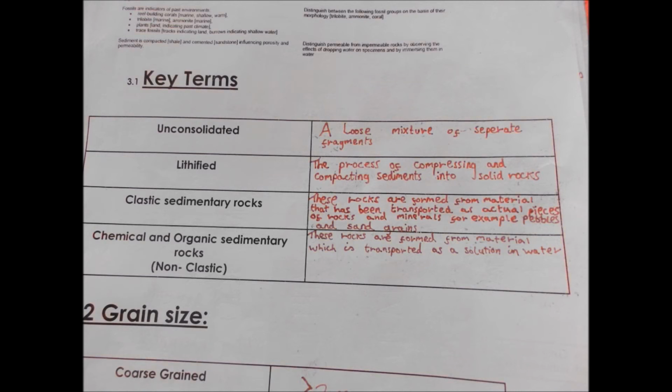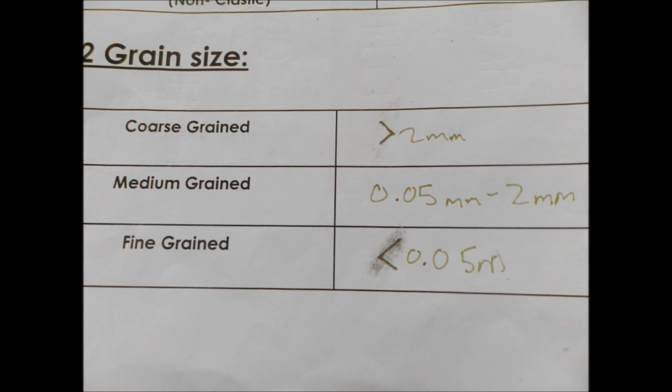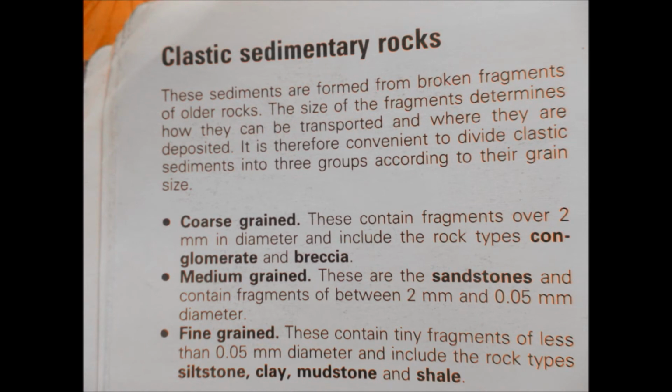Grain size. Sedimentary rocks are broken into 3 different grain sizes. So you've got coarse grained, which is more than 2 mm, you've got medium grained, which is 0.05 mm to 2 mm, and you've got fine grained, which is less than 0.05 mm. So these are the grain sizes we've just talked about. The coarse grained include rock types like conglomerate and breccia. The medium grained contain rocks like sandstone, and fine grained contain very small fragments which are found in siltstone, clay, mudstone and shale.